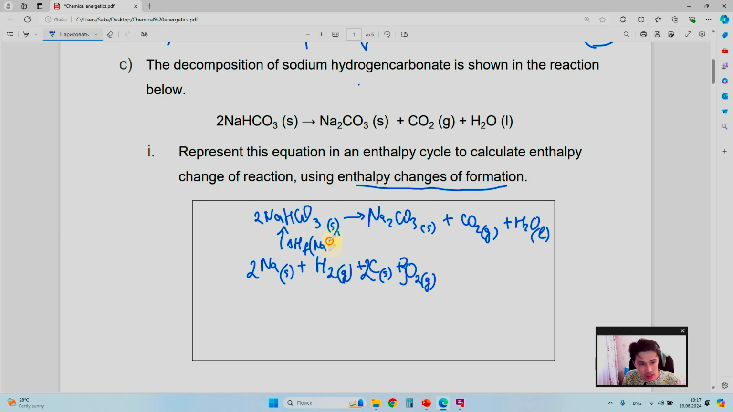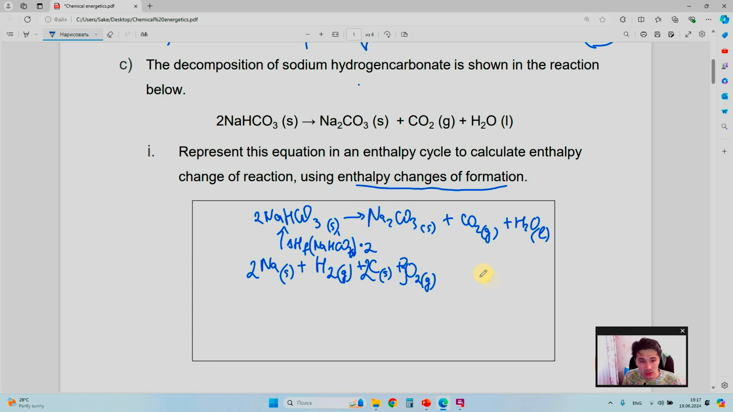I'm writing it in the brackets, but so it's solid. It is also important, but this is doubled. So this is enthalpy change of formation of sodium hydrogen carbonate multiplied by 2, because if you remember, standard enthalpy change of formation is when 1 mole is produced, but we have already 2 moles in the equation, so we need to take it multiply it by 2.